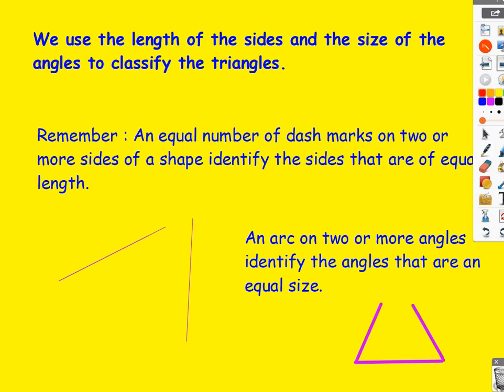Now, there's lots of different types of triangles. They don't all look the same, and we need some way of classifying them or naming them. And to do that, we look at the length of the sides and the size of the angles.